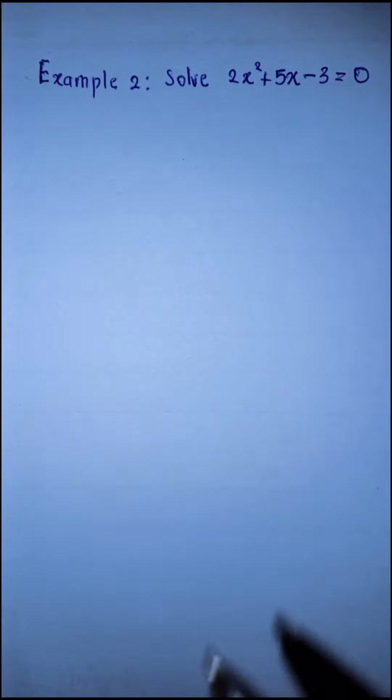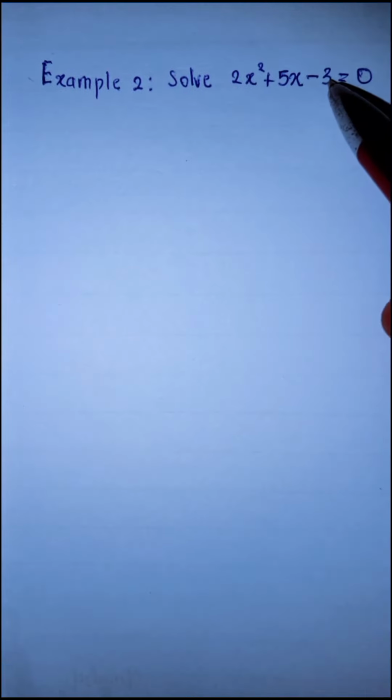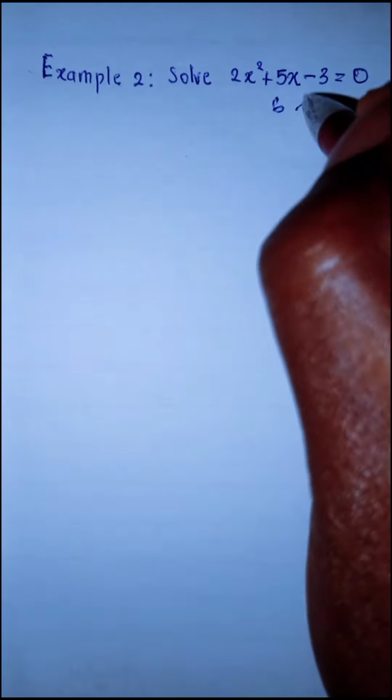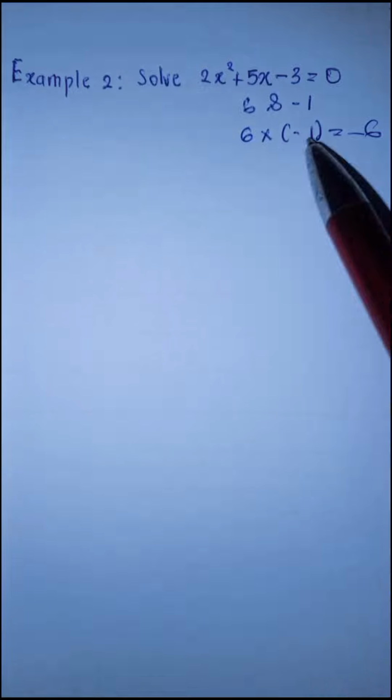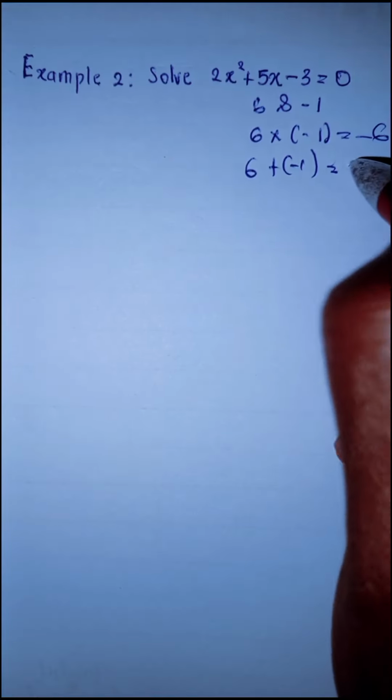So notice that the coefficient of x squared is 2. So the first thing to do is to multiply 2 by minus 3, which is going to give us minus 6. So the next thing to do is to find two numbers that will multiply to give minus 6. And if you add them together, they will give plus 5. So the two numbers are 6 and minus 1, because 6 times minus 1 is going to give us minus 6, and 6 plus minus 1 is going to give us 5.